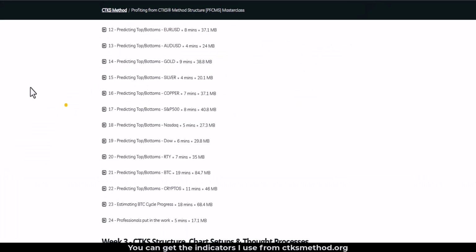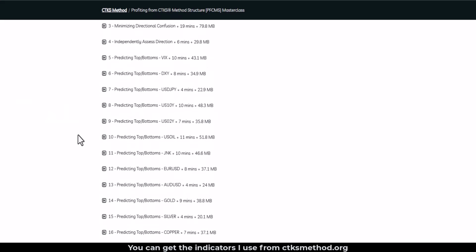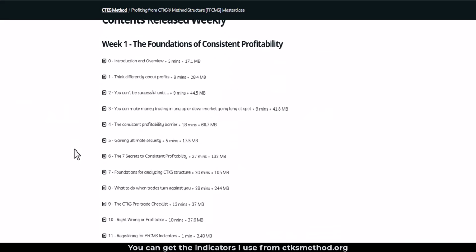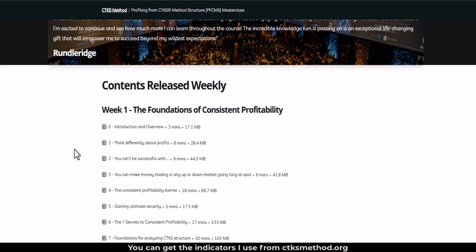Ultimately, everything comes down to structure, so when you understand how structure works, it is a literal game changer.